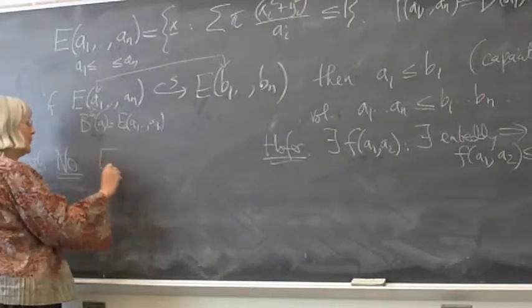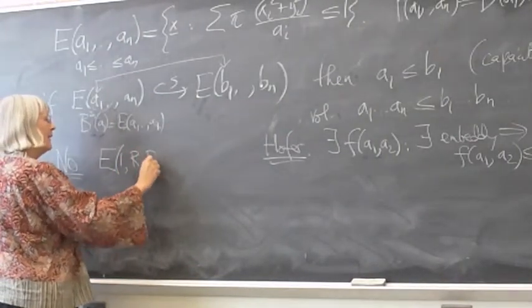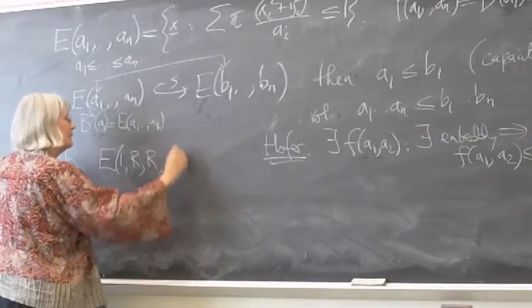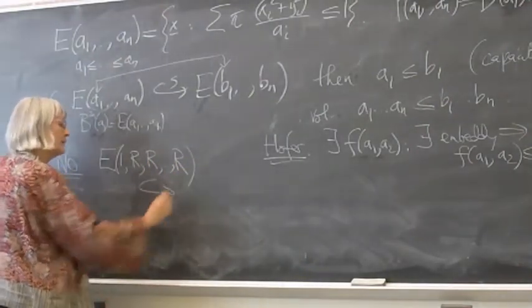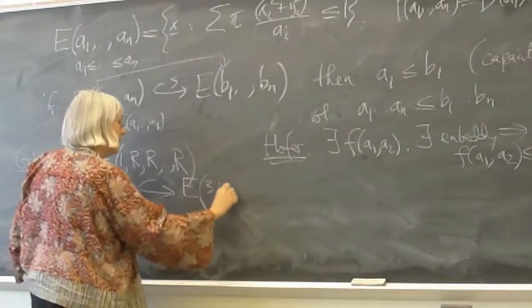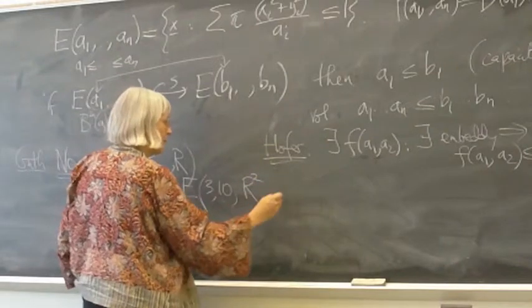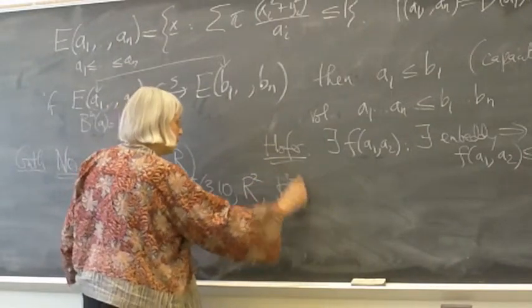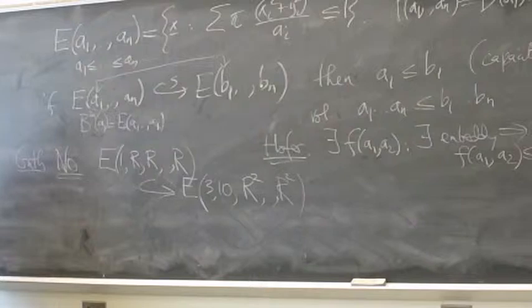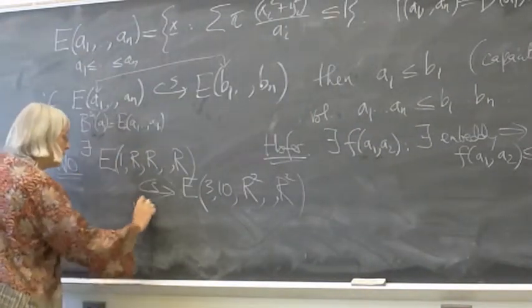But what he showed was that you could have an embedding of E(1, R) and then, well, all these are big, sitting inside E(3, 10), and then he had, well, I'm going to give you bad numbers, but it doesn't really matter what I give you here, something like that. He claimed that there exists an embedding for all R.